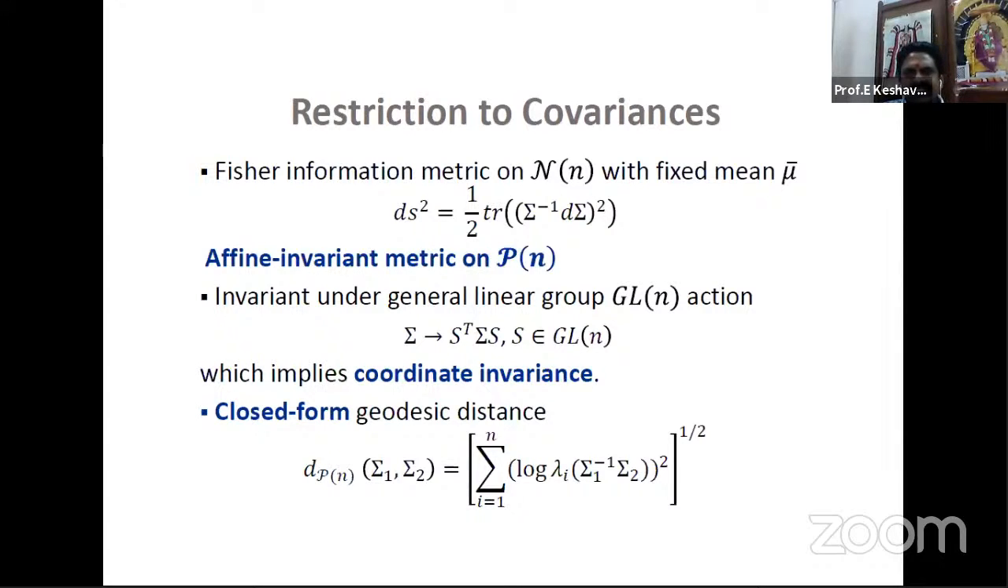And restriction to covariances. Restrictions are there. Affine invariant matrix, so invariant under the general linear group; we are going to say coordinate invariance, and the closed form geodesic distance is given by this one. So what I am going to say is that rather than only having the studies or research, why not have research in this field, on how better we can have a closed form, how better we can have coordinate invariance by using so and so.